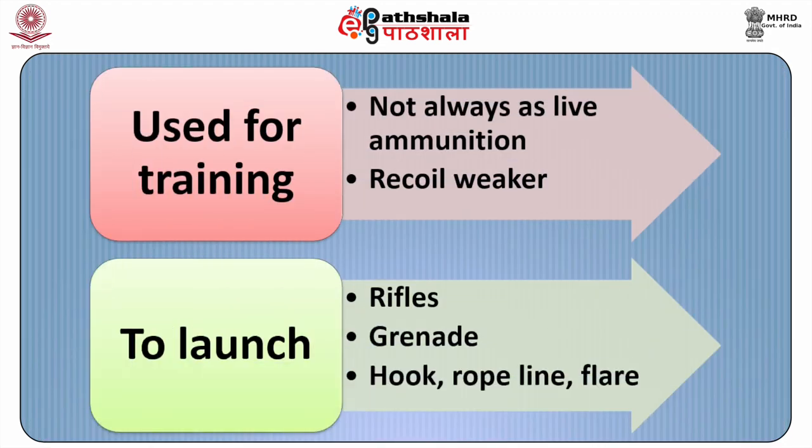Blanks are used in training but do not always cause a gun to behave the same as live ammunition does. Recoil is always far weaker, and some automatic guns only cycle correctly when the gun is fitted with a blank firing adapter to confine gas pressure within the barrel to operate the gas system. Blanks can also be used to launch a rifle grenade, although later systems used a bullet trap design that captures a bullet from a conventional round, speeding deployment.